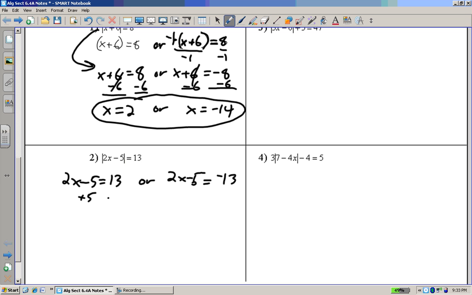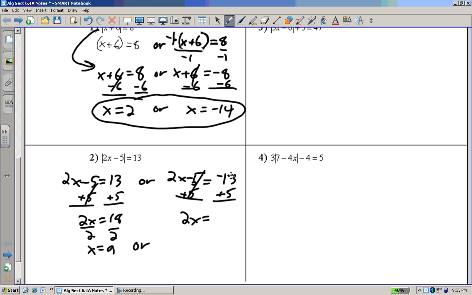So we're going to add 5 to both sides. We have 2x equals 18. We can divide by 2 on both sides and get x equals 9. Or we could add 5 to both sides, and we get 2x equals negative 8, and divide by 2, x equals negative 4.